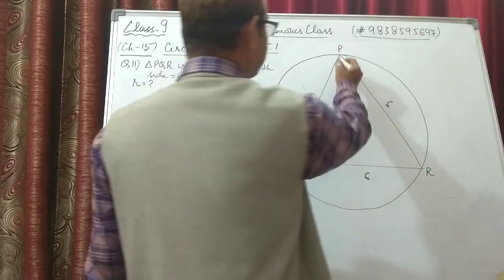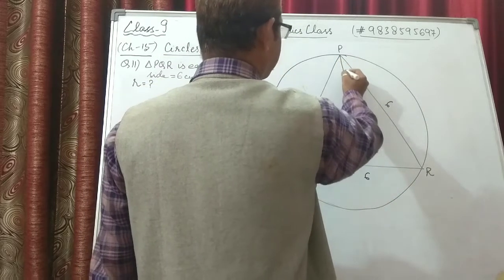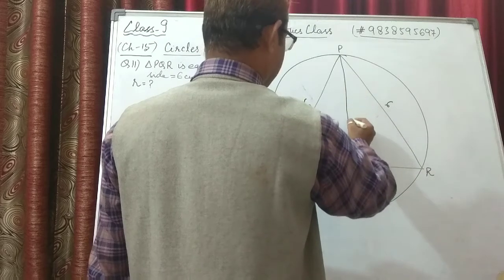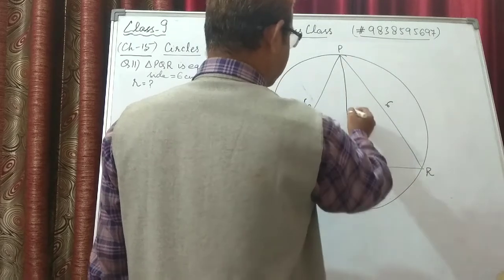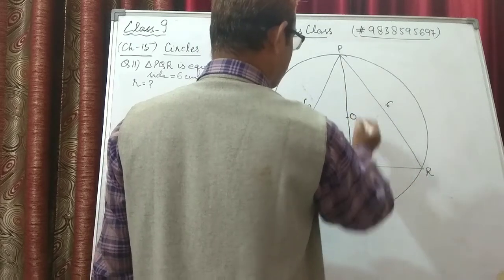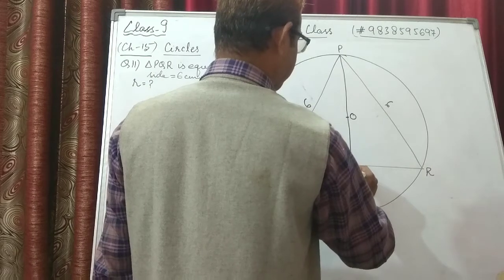So same thing what we are going to do. We will draw perpendicular from P to the chord QR, and it passes through the center, that is O. Let us name it as M.